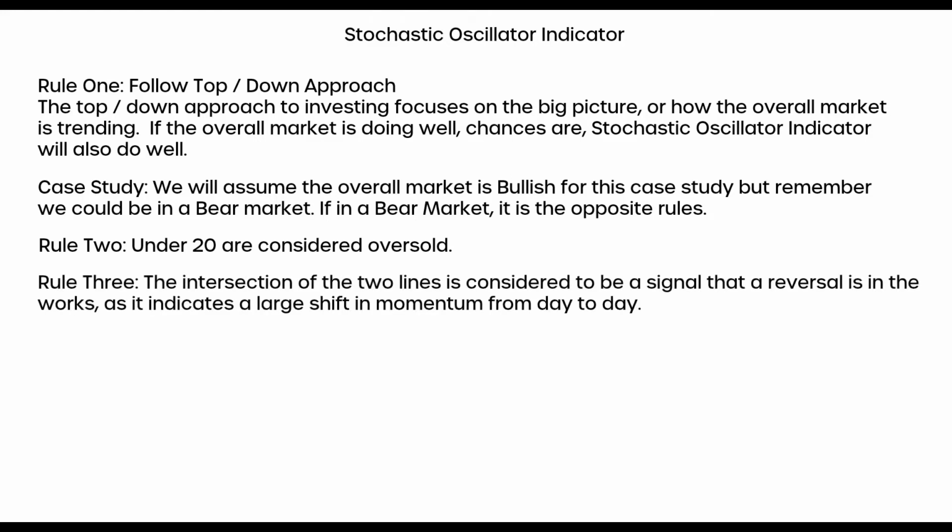The intersection of the two lines is considered to be a signal that a reversal is in the works, as it indicates a large shift in momentum from day to day. So from rule 2, we fall below the 20. Then we have an intersection of the two lines, which tells us we are off to the races. This is in a bull market, not a bear market, and we are at oversold levels.